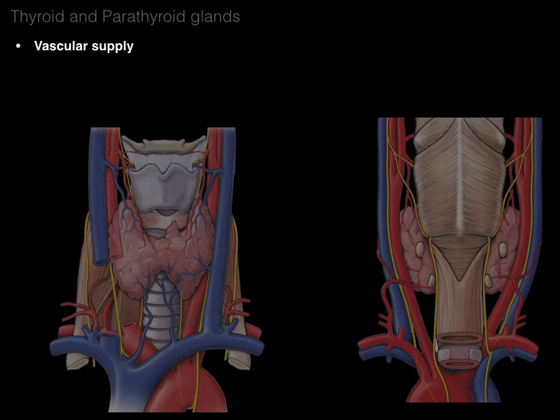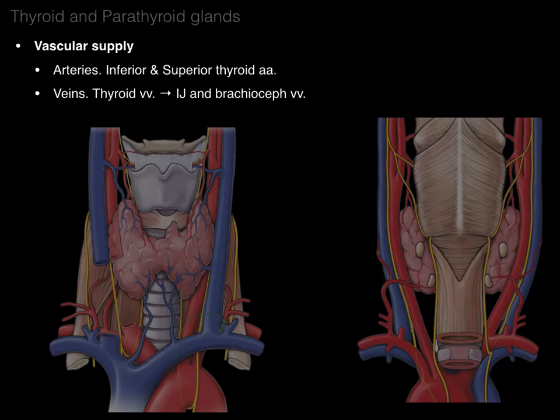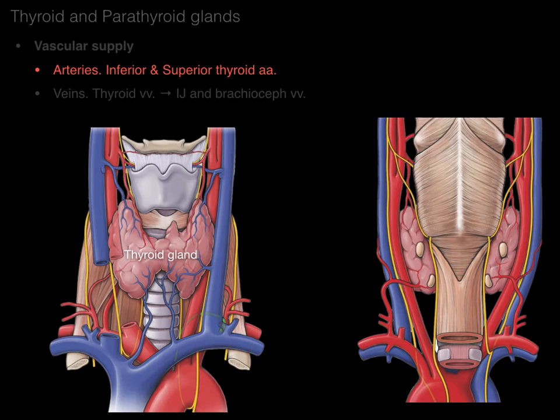So the vascular supply for both thyroid and parathyroid glands is via the inferior and superior thyroid arteries, and they are drained by the superior, middle, and inferior thyroid veins. So let's look at those. On the posterior view, coming off the subclavian artery is the thyrocervical trunk. It bilaterally comes off both subclavian arteries, and that thyrocervical trunk gives rise to the inferior thyroid artery that supplies the bottom of the thyroid gland.